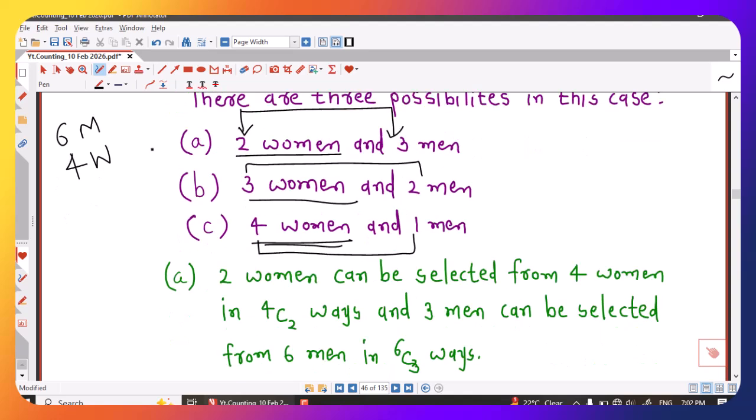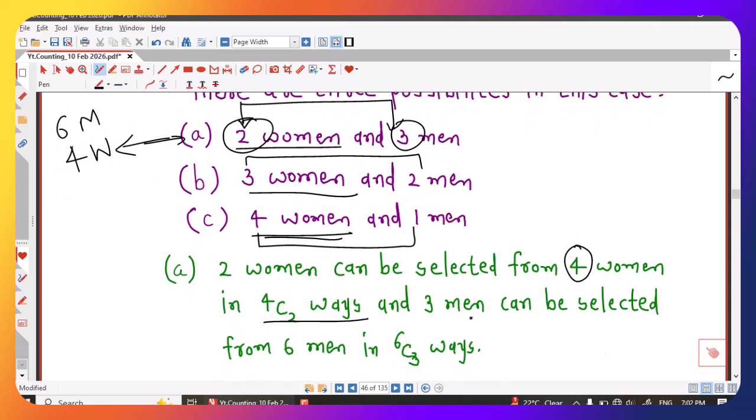Then I have written that these 2 women can be selected out of 4 women in 4C2 ways, and 3 men can be selected out of 6 men in 6C3 ways.